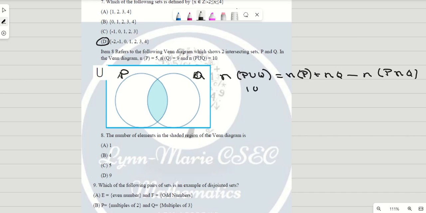So they're telling us 10 is equal to, this is a repeated question as well, 5 plus 9 minus some number, which is the intersection. 5 plus 9 is 14, so 10 is equal to 14 minus some number. We don't even need to solve this. You can know 14 minus 4, so the answer is B. Again, this is a repeated question, guys. We have dealt with these questions almost every year, right? So your answer is B.